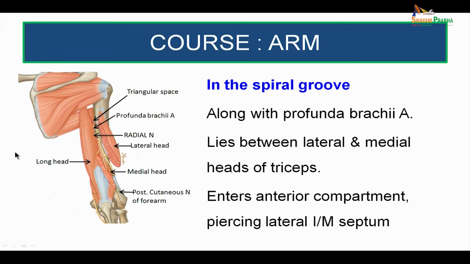Let me repeat this. In the spiral groove, it lies along with the profunda brachii artery and between the lateral and medial heads of the triceps. Here it gives off many branches, and in the spiral groove, it lies flat against the bone. Further down, as it passes obliquely down, it pierces the lateral intermuscular septum and enters into the anterior compartment of the arm.